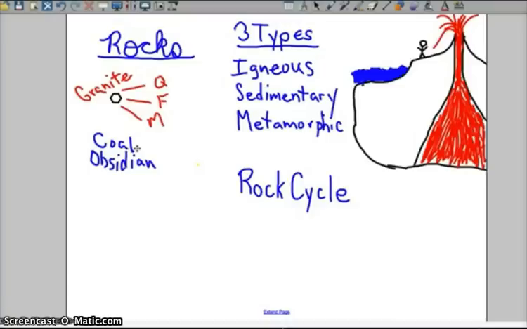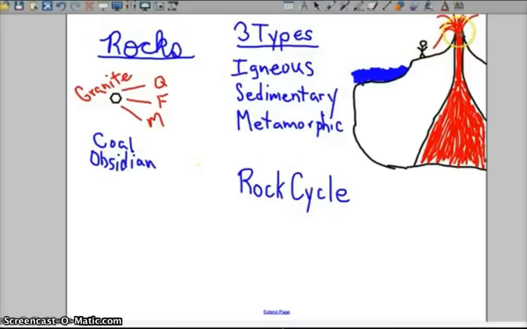Now let's start talking about the three different types of rock. That's where we'll spend most of our time today. Three different types of rock: we have igneous, sedimentary, and metamorphic. Now, igneous rocks we'll talk about first. They are formed when lava or magma cools.